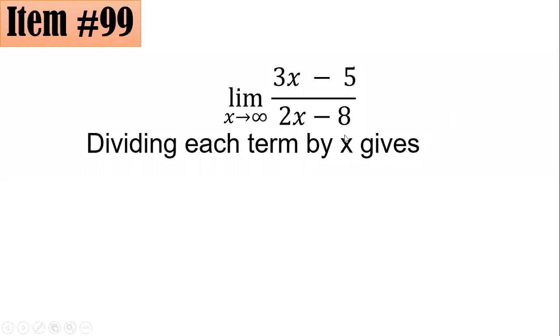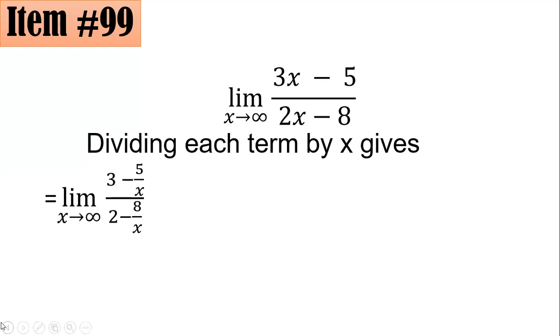Bakit by x? Because ito po yung variable with the highest exponent. Yung pinakamataas na exponent ng variable x natin dito is 1. So we will divide each term by x. So we will have this. 3x divided by x gives you 3. Negative 5 over x gives you negative 5 over x. 2x divided by x gives you 2. Negative 8 divided by x gives you negative 8 over x.